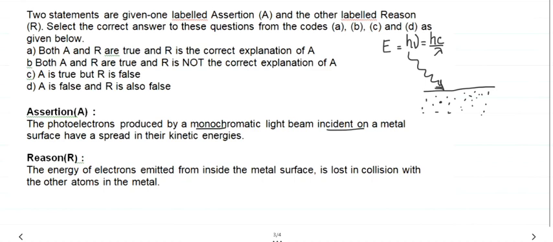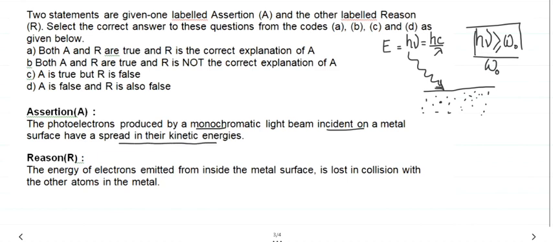which is named as the photoelectron. And there is one quantity which is called the work function. This energy of the photoelectron should be greater than or equal to the work function, otherwise photoelectric emission will not be possible. And it is said that the photoelectrons coming out from the metal surface have a spread in energies, a spread in their kinetic energies.